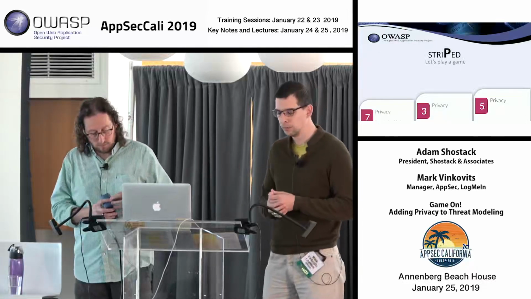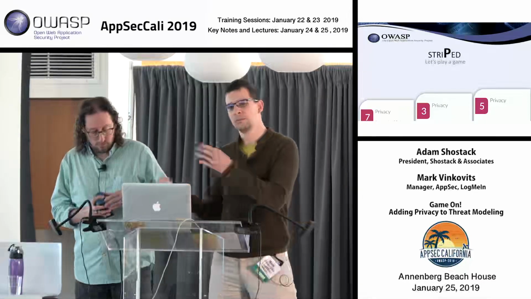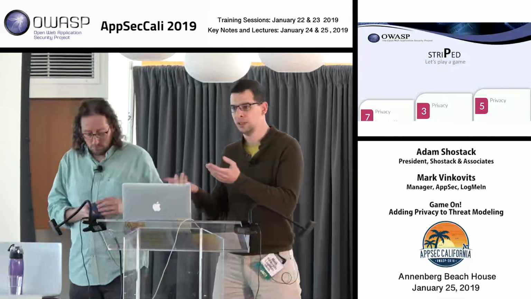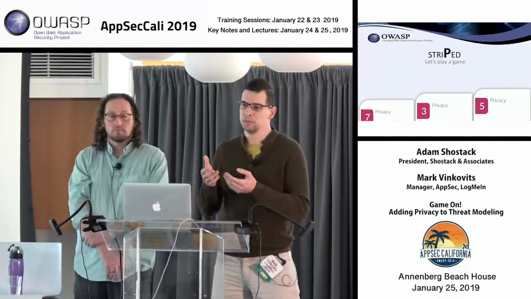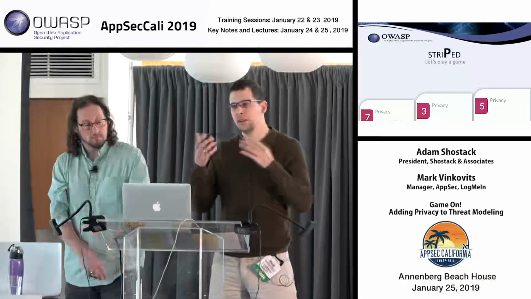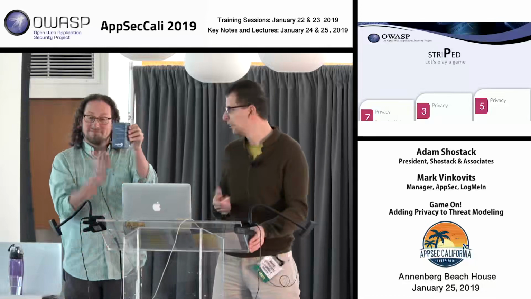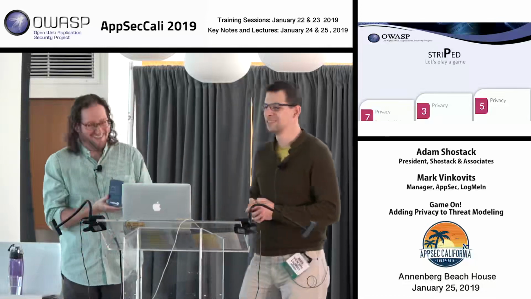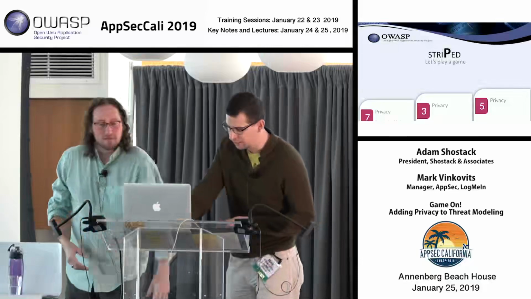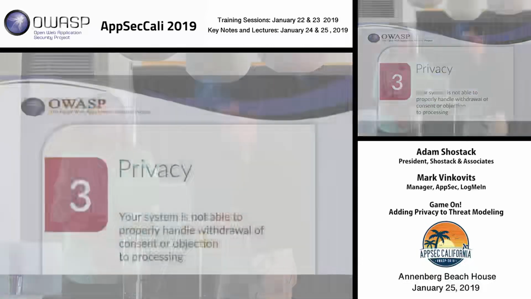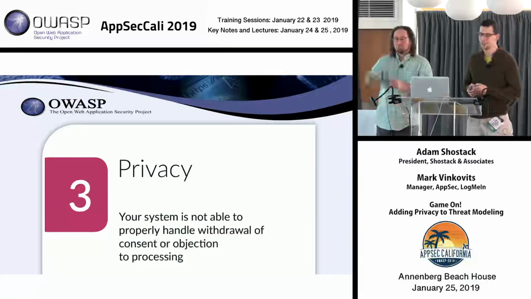It's also Creative Commons. But what we are going to do now is go one card at a time, read you the scenario or the hint on the card, and the first person who can give a good, either real world or at least practical, example of that situation is going to get a deck of cards. So going first is the 3 of privacy, which is: your system is not able to properly handle withdrawal of consent or objection.